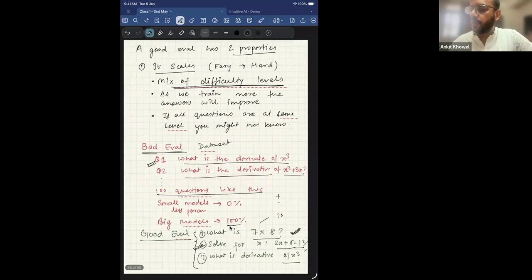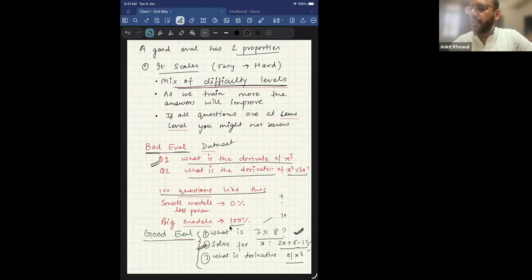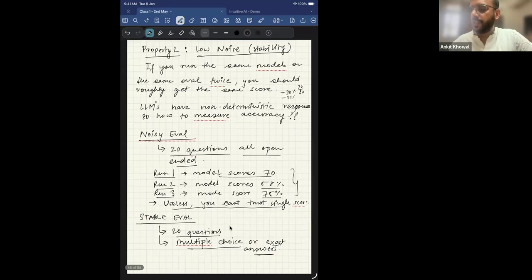So two points for evals. It should scale. It should not be noisy. It should be very stable. And what does stable or noisy mean? The questions should not be open ended, they should have clear-cut answers. So when we are developing a model, this is how we also have to design the evals.